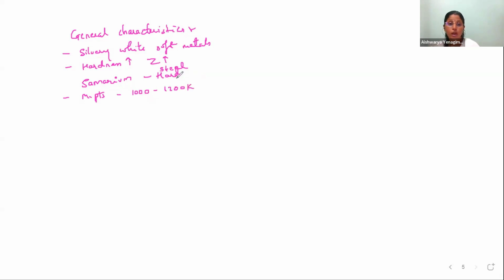1200 Kelvin. But samarium, since it is very hard, its melting point is a little higher. The melting point of samarium is 1623 Kelvin. The expected range is between 1000 to 1200, but samarium is much higher. The melting point of samarium is much higher.